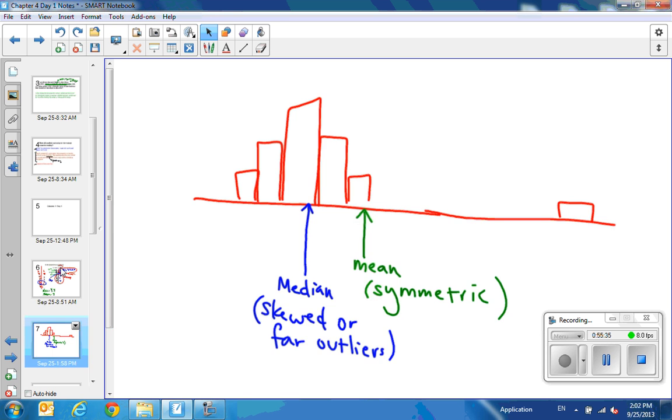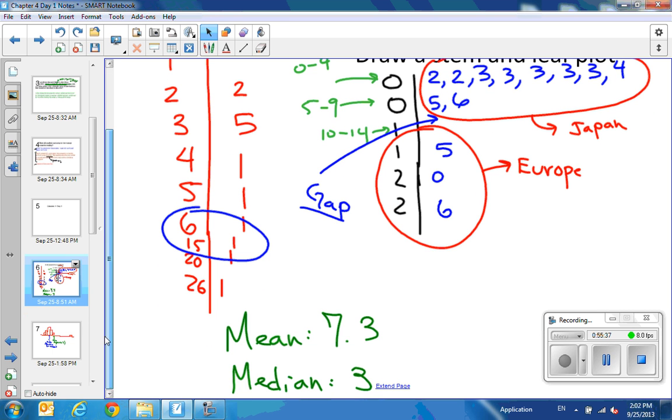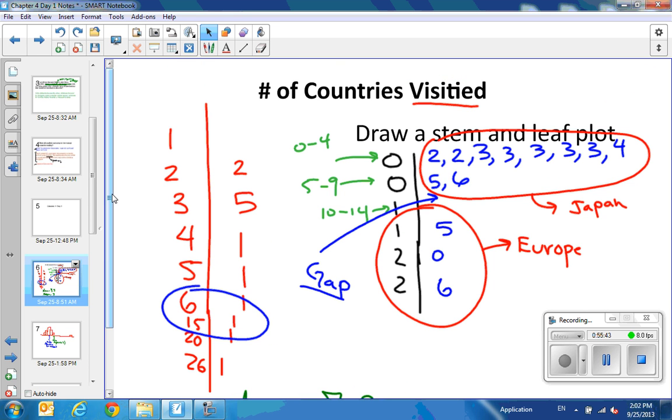Okay, so let's go back here. Why do you think that the median, I just gave the answer away. Is this symmetric or skewed?